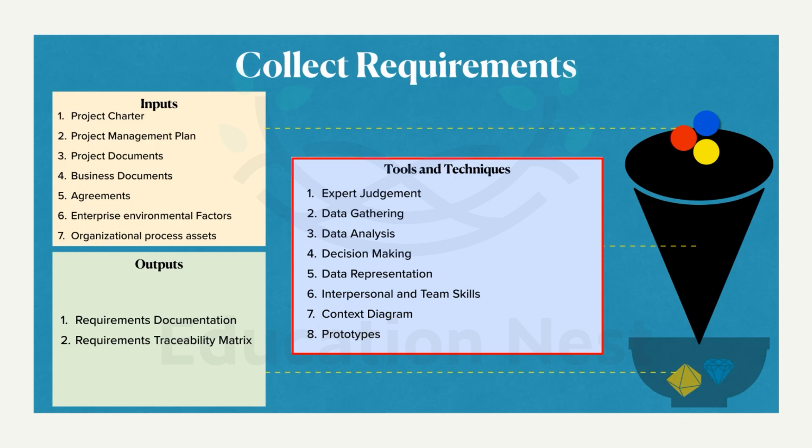I think interpersonal and team skills are understood. Context diagram. What does it mean? Context diagram depicts the product scope. It shows the business system and how the people will interact with it. How to explain it better? Do I have the pen? The context diagram is nothing but we have a business system, and with this business system, the people keep interacting with it. When I say interacting, let's take an example of an HR system.